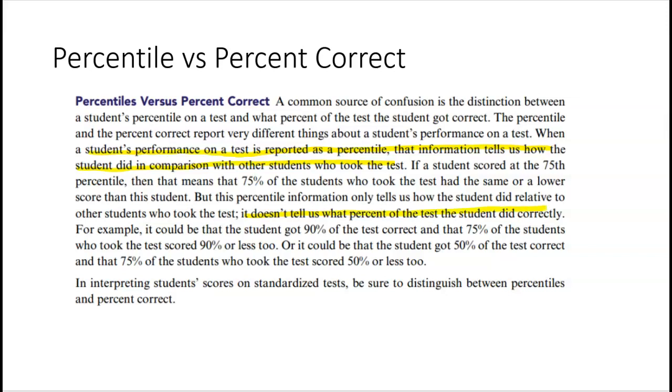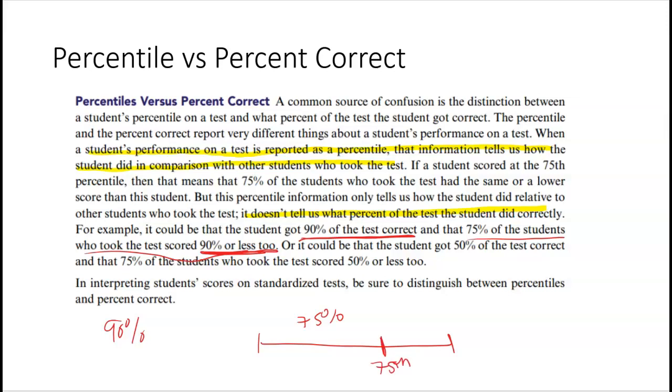For example, it could be that a student got 90% of the test correct, so they scored a 90, but 75% of the students who took the test scored 90% or less. So what does that mean? Let's think about this for a second. I know that they got 90% correct, but if I'm comparing it to other students, 75% of students scored 90% or less, so scored this value or less. So this score is the 75th percentile. They may have gotten 90% correct, but based on how they compare to the rest of the class, that is their percentile. And they can be kind of tricky.